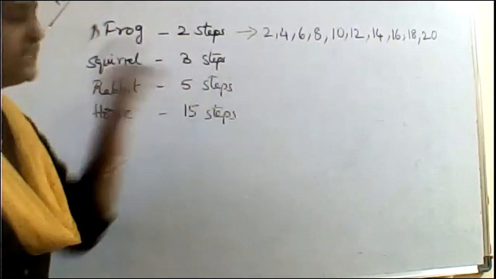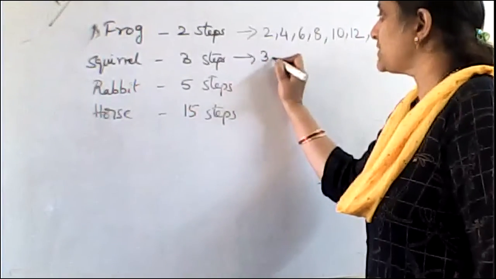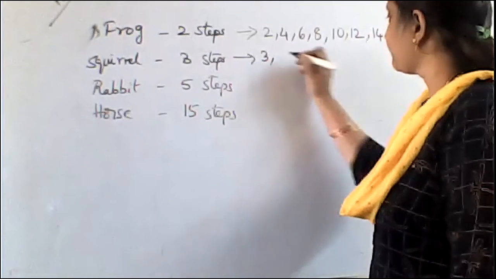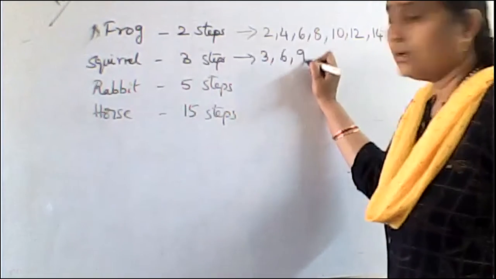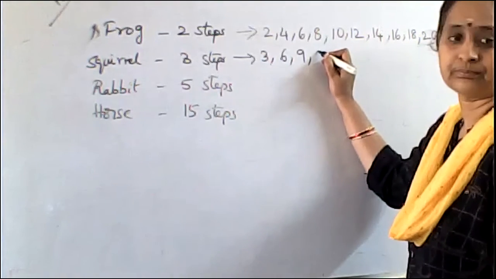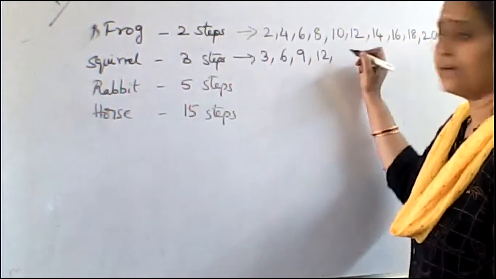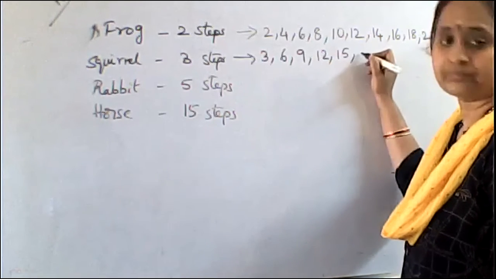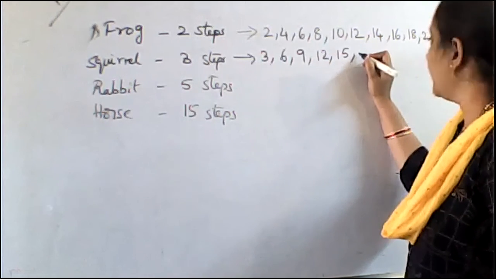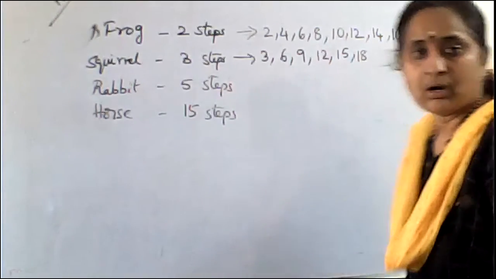Now squirrel, 3 steps. First jump is 3. Second jump, 6. Third jump, 9. Fourth jump, 12. Fifth jump, 15. Sixth jump, 18. Very good.